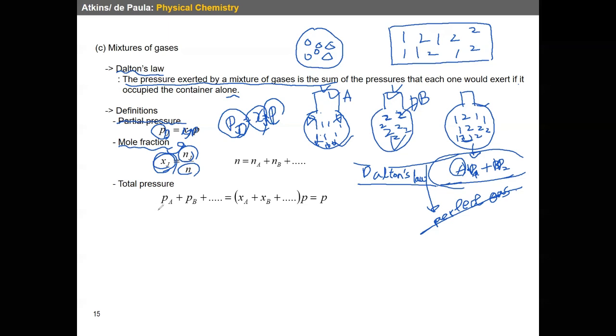So that's why the total pressure can be just the sum of all these gases, PA plus PB plus and so on, and finally there is the P. So this is Dalton's law.